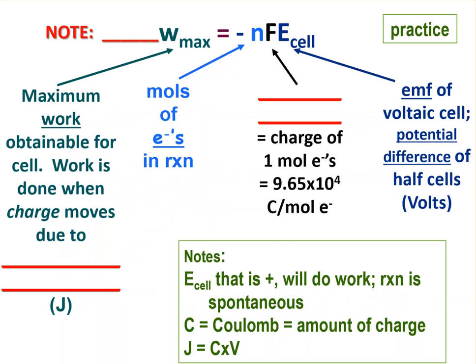So now we're going to see how we can relate Gibbs free energy to our cell potential. And sometimes instead of saying the change in Gibbs free energy, we call that the maximum amount of work that it can do. In other words, the change in Gibbs free energy gives the energy that can be released spontaneously. So this is the same thing, the change in Gibbs free energy is the maximum amount of work that you can obtain when the charge moves due to a potential difference.